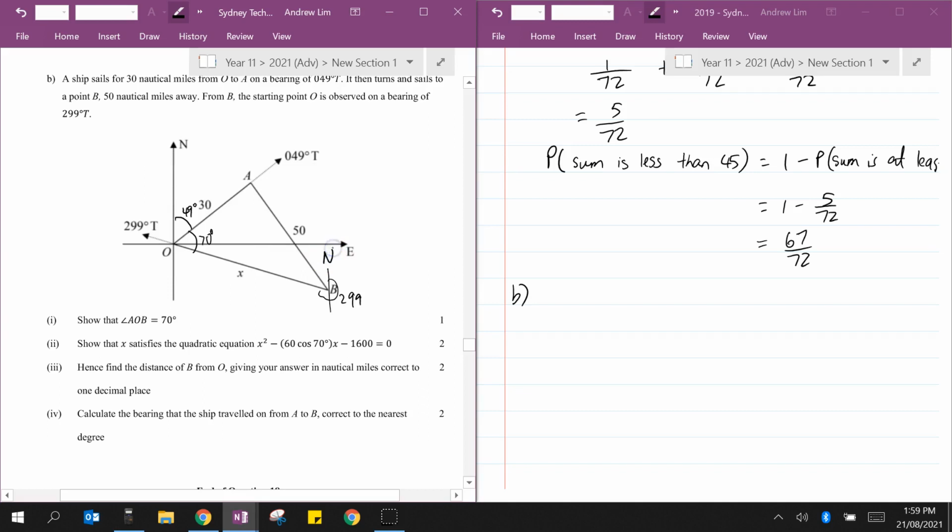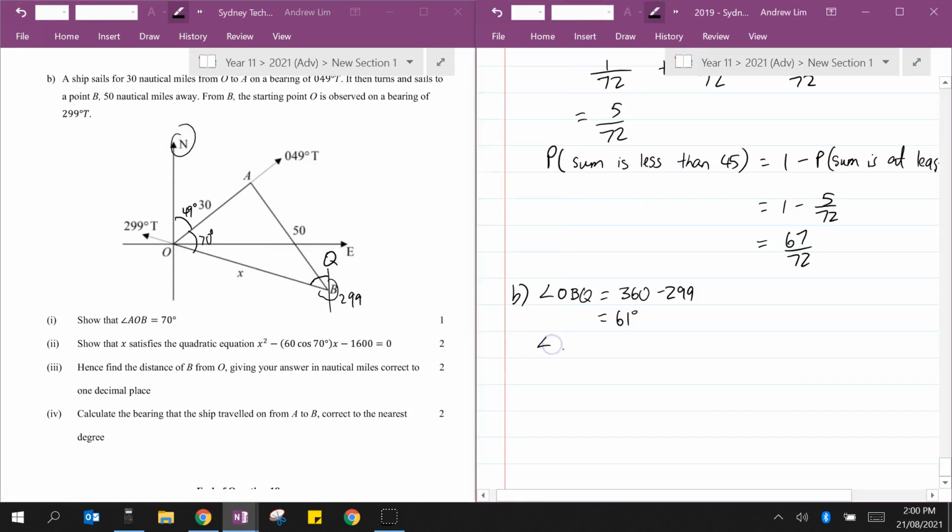Okay, I'm going to introduce a new term there. I'm going to call it N, and I'm going to say that this angle here, angle OBN, has to equal 360 minus 299. So that has to equal 61 degrees. And therefore, maybe I won't call it N, let's call it Q, because there's an N here.